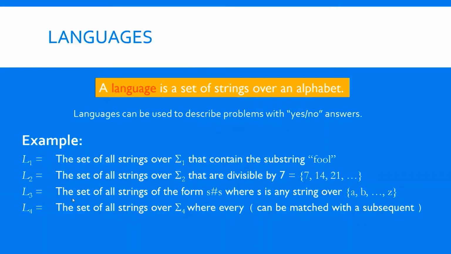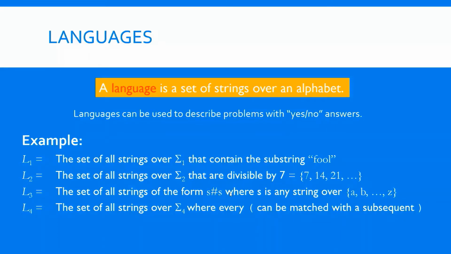Another example: the set of all strings of the form S has S. This is a copy, like a paragraph copy, because it is a string over A to Z. So using A to Z, you form a string. You give a separator hash. Then you copy it, Control C, Control V. So this is my language.